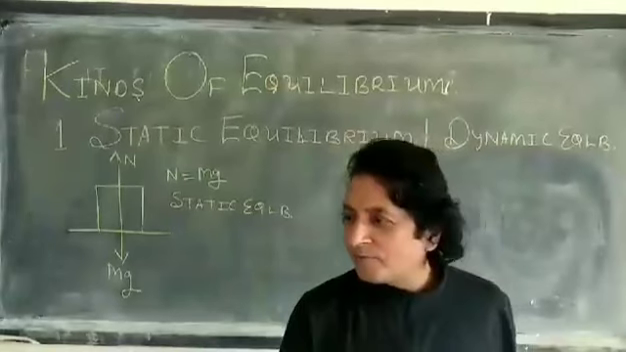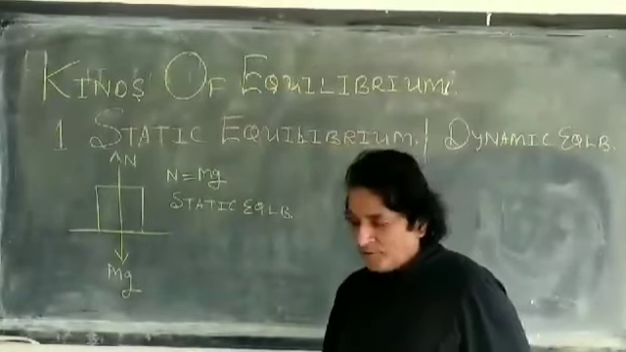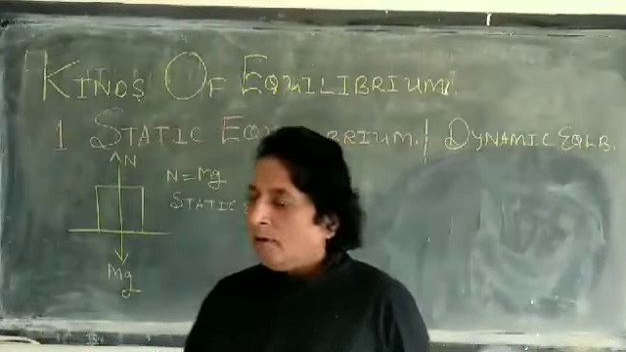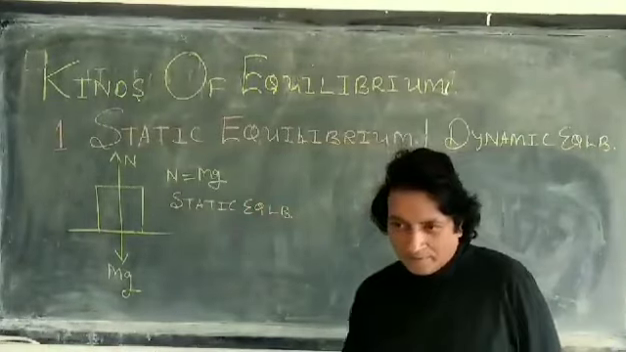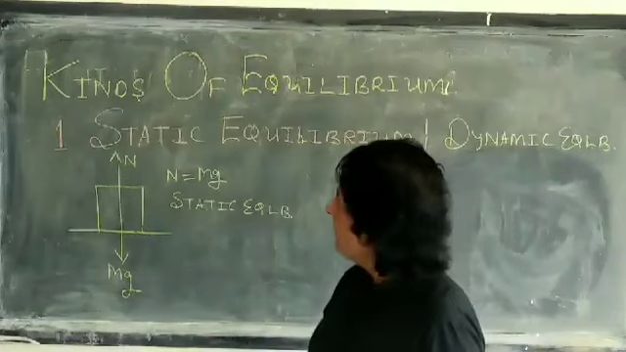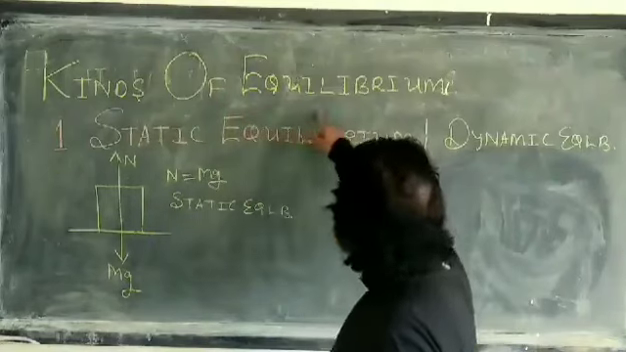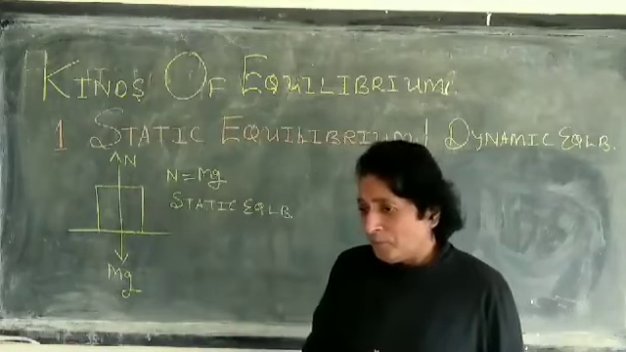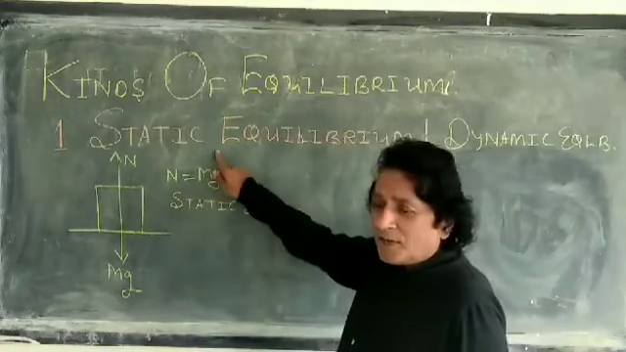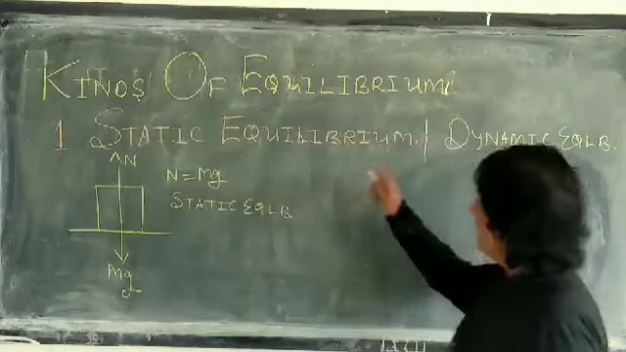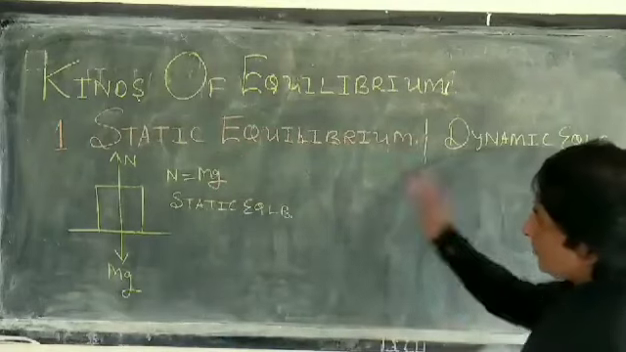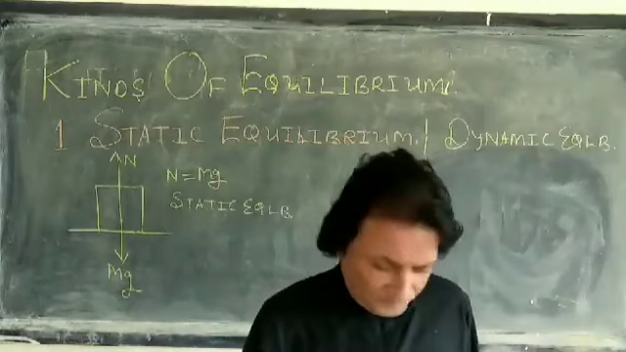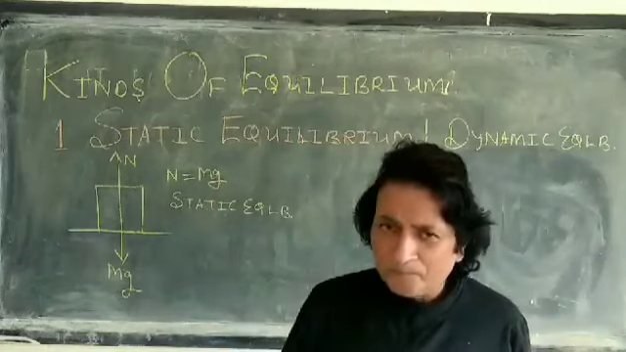The concept of kinds of equilibrium. Already you know equilibrium in the previous topic. There are two kinds of equilibrium: one is static equilibrium and the other is dynamic equilibrium. We will discuss static equilibrium first, not dynamic.